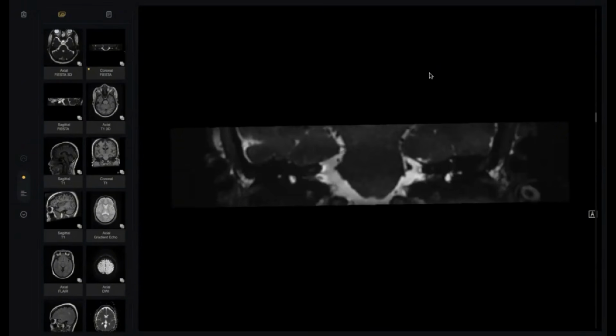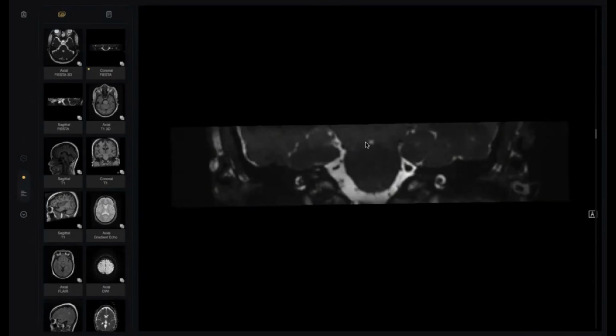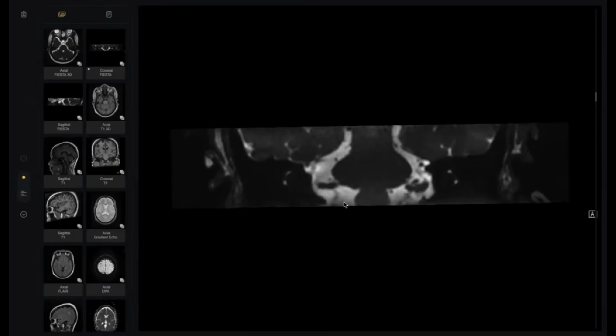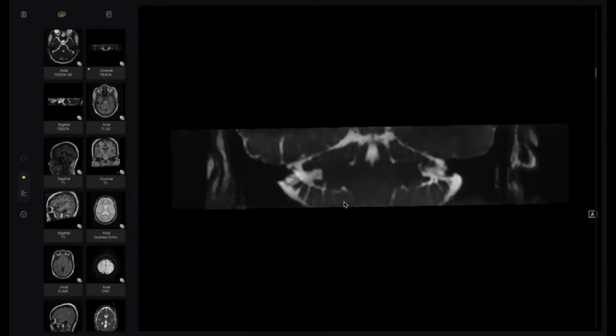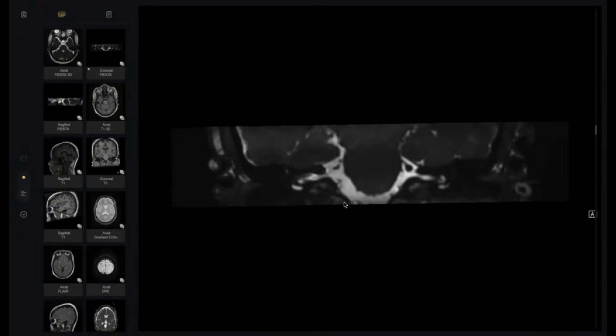Stop here. One second. Where is the right? Leave the mouse. Where is the left trigeminal? Show me. Are you sure? Leave the mouse. Where is the left trigeminal? Show me by the arrow, please.